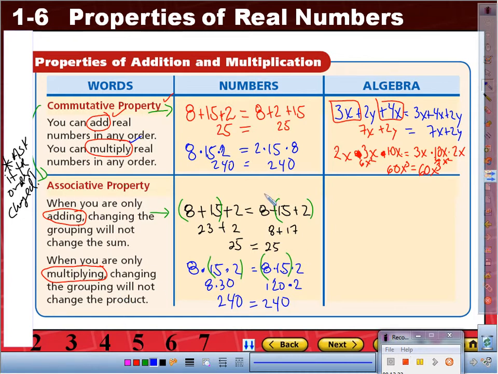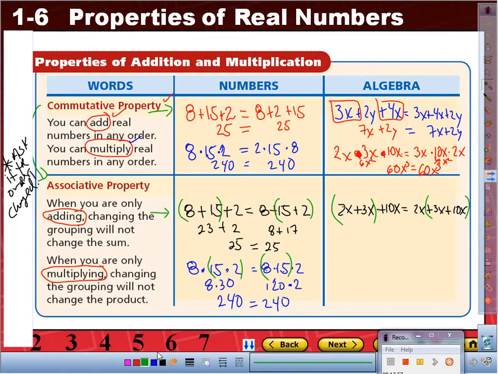Okay? And whatever we can do with numbers, we can also do with algebra. So let's do this. I'm going to give you some variables here. Let's do, I'm going to use these same ones. How about 2x plus 3x plus 10x equals 2x plus 3x plus 10x. And I'm going to group them differently. I'm going to group these two first, and then over here I'm going to group the 3x and the 10x.